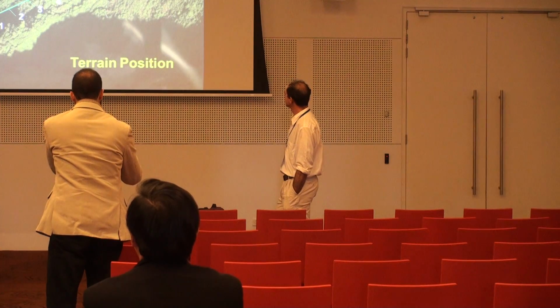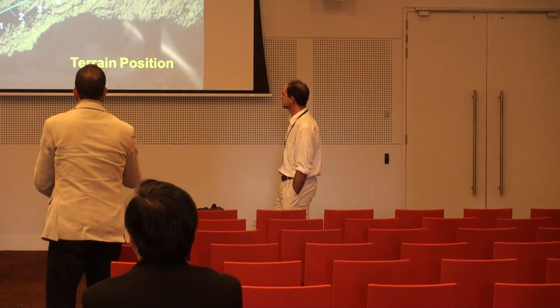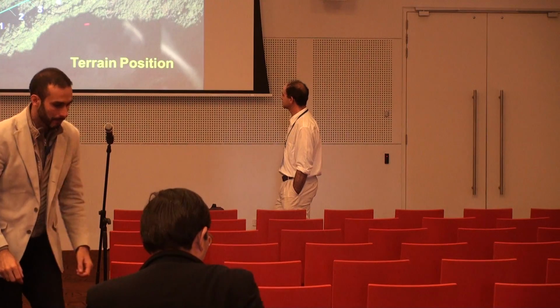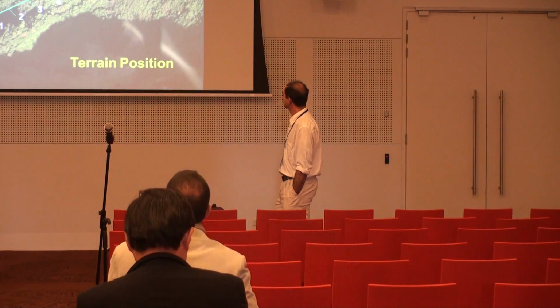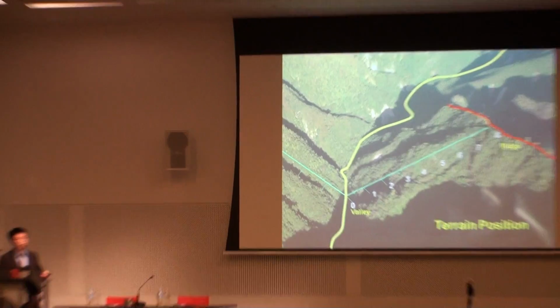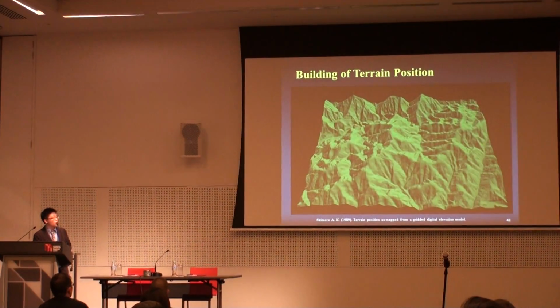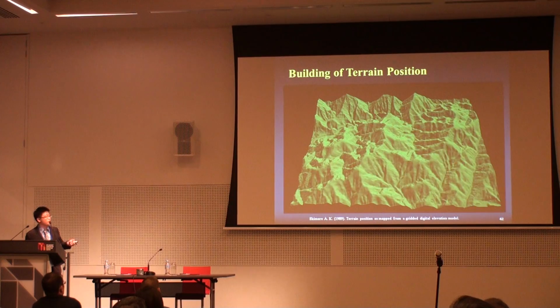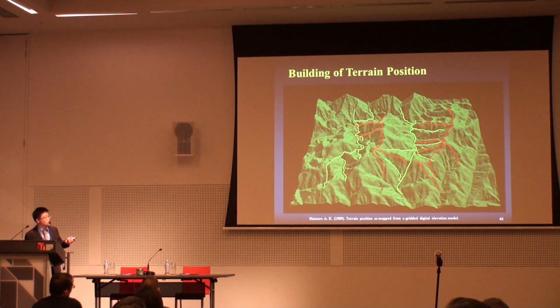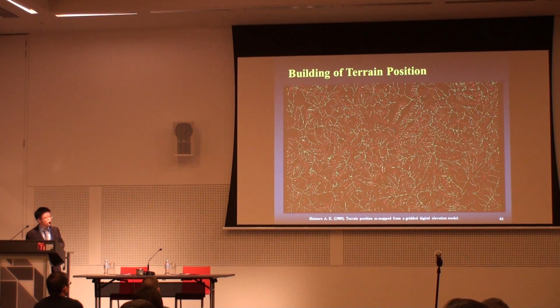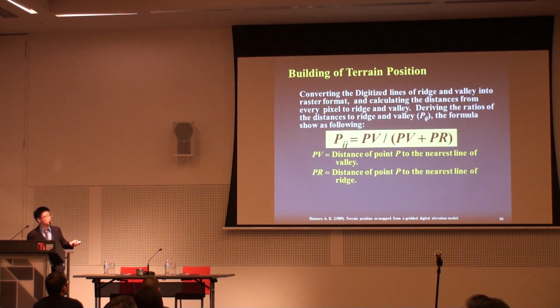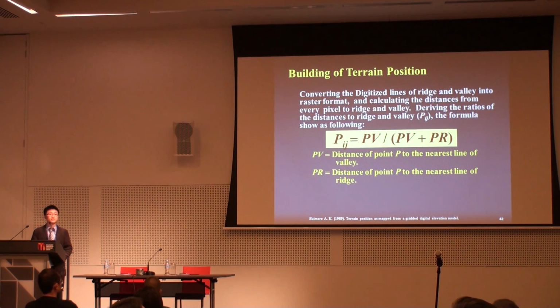The terrain position we use is this idea. Let's show the mountain slope. We partition a section from valley to ridge, using a digitizing method. We digitize our study area, the valley and the ridge, then transfer them to a raster layer. And we use the Euclidean relative distance formula to get that raster layer and calculate our terrain position. Okay, that is our idea.